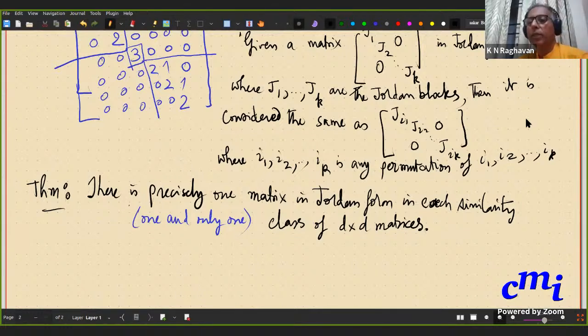So let me ask you a question. Given a square matrix, and let's say we are over an algebraically closed field, so let's just take it to be over the complex numbers. I ask you whether it is always similar to an upper triangular matrix. What will be your answer?